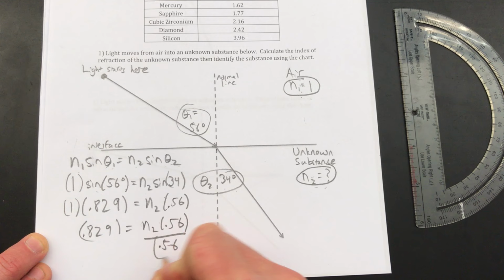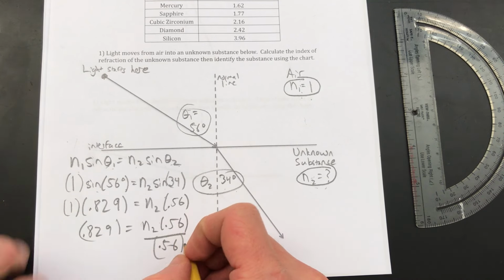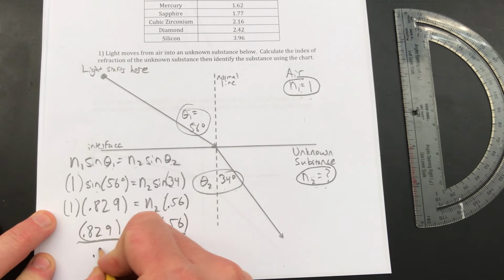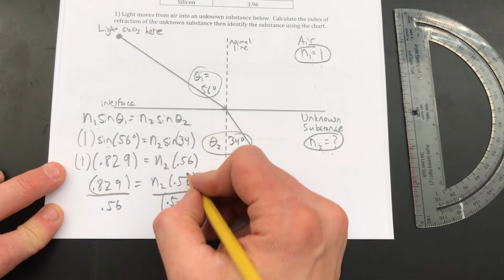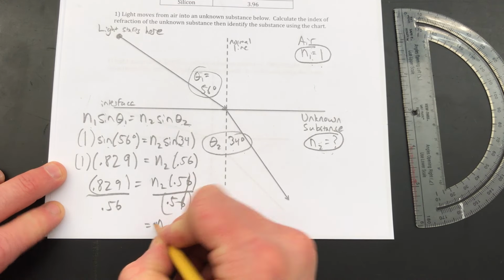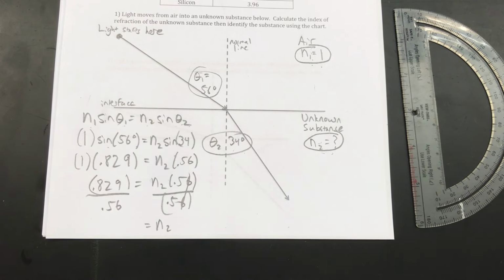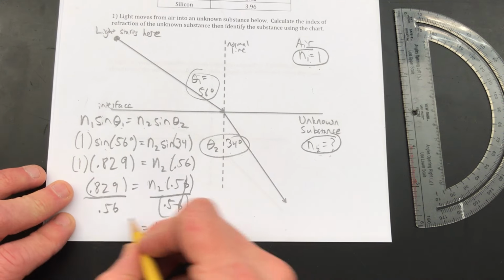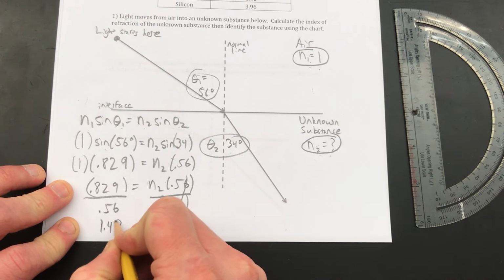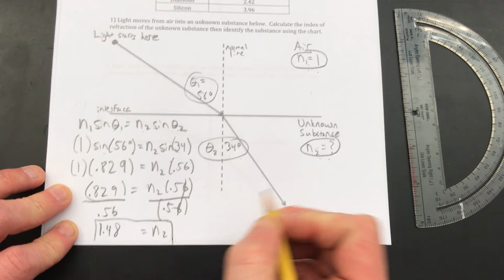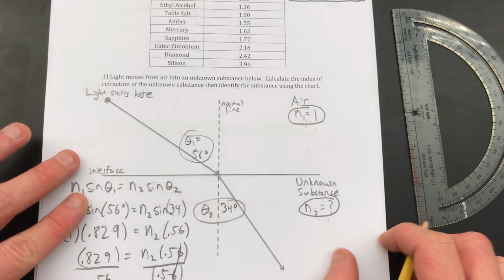And you could divide both sides by 0.56. And n2 is 1.48.